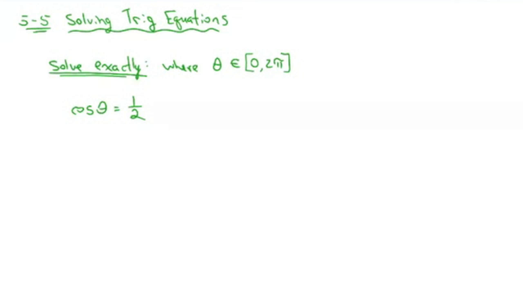When you say cosine is equal to a half, and you try to draw a picture of it, where would cosine be a positive half? It would be a positive half in the first quadrant, or down here in the fourth quadrant.